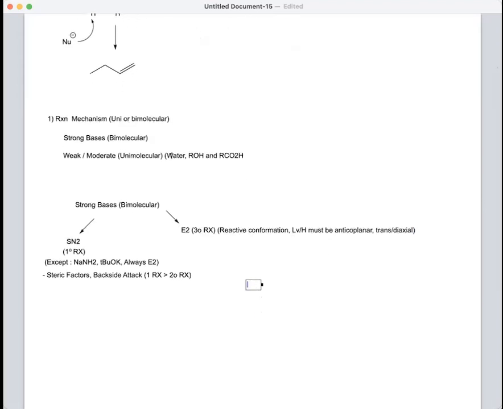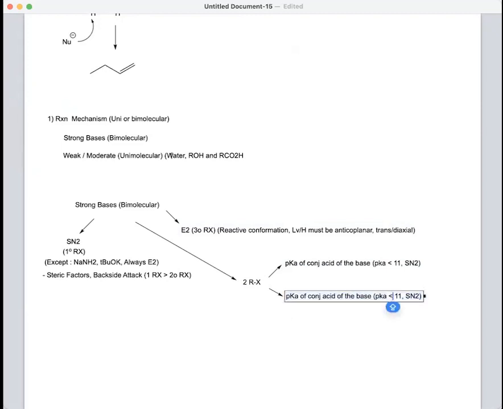And the most confusing thing for you guys was what happens when you have a strong base, and then instead of being a primary or tertiary, we got a secondary haloalkane. So if you got a secondary haloalkane, we know they can react by both SN2 and E2. So we need to look again back at the Lewis base and determine if that base is a better base or a nucleophile. The way to do this is just looking at the pKa of the conjugate acid of the base. If the pKa is below 11, you're always going to get SN2. If the pKa is above 11, you're always going to get E2.